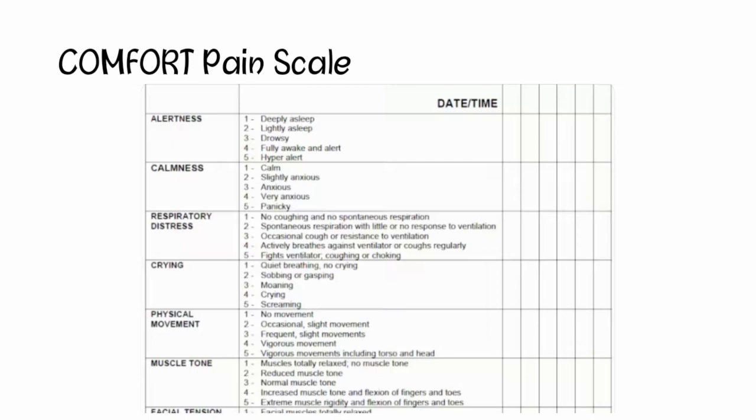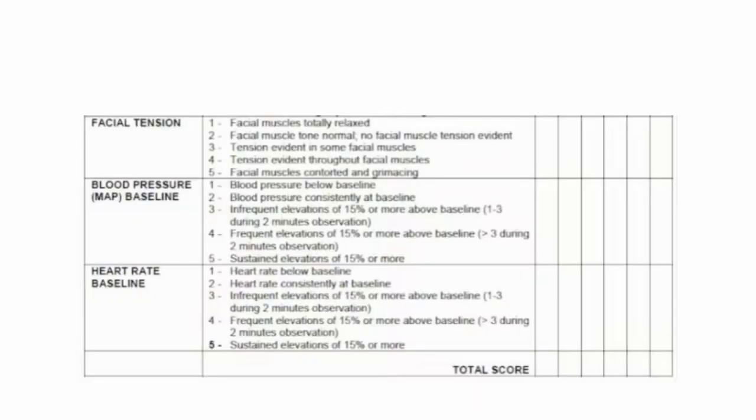Then we have the facial tension, and here 1 means completely normal, relaxed face, and higher scoring means signs of strain. Then blood pressure and heart rate, so they are rated according to your baseline, in which 1 means they are below baseline, abnormally low, and 2 means baseline. Then the higher scores are for elevated or abnormally high levels.